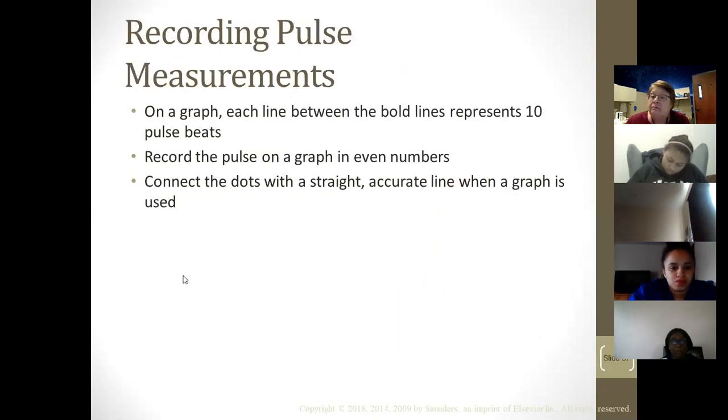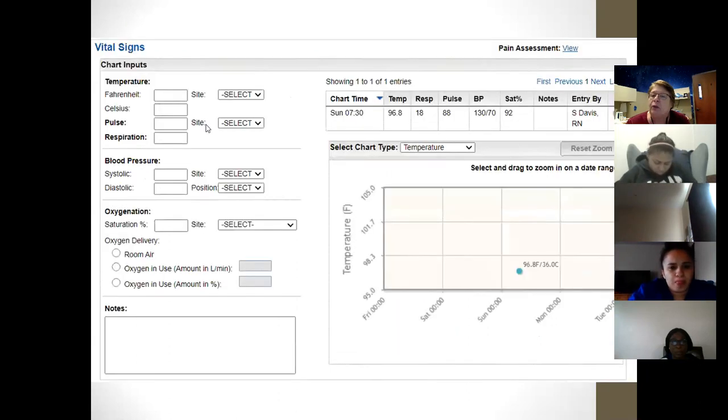And then when we record our pulse measurements, we also want to record where we got it from. Was it a radial pulse? Was it a carotid pulse? Okay. Was it an apical pulse?